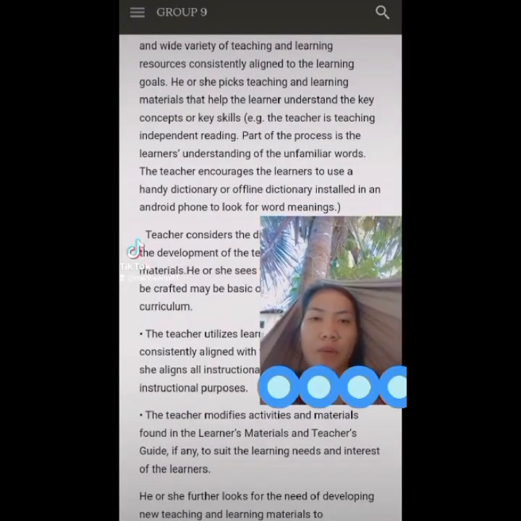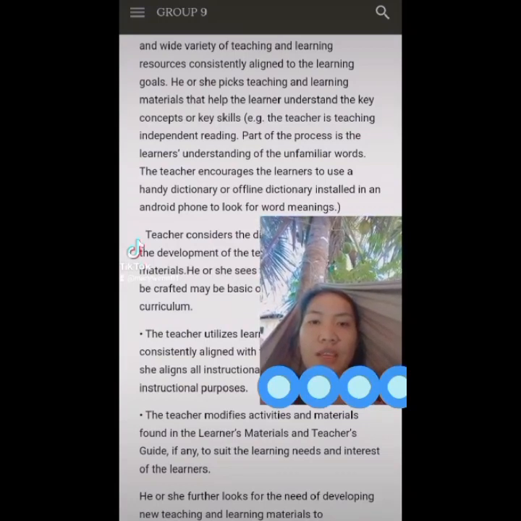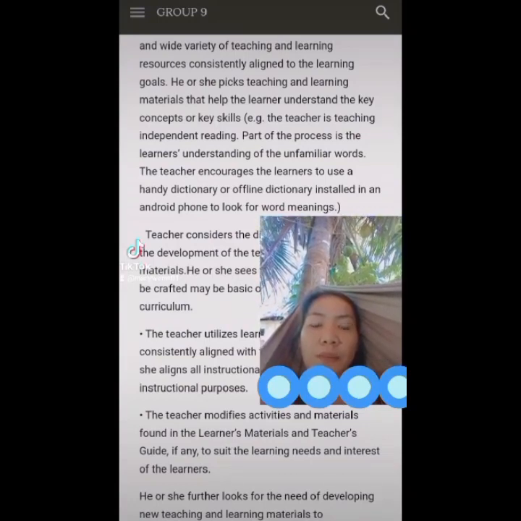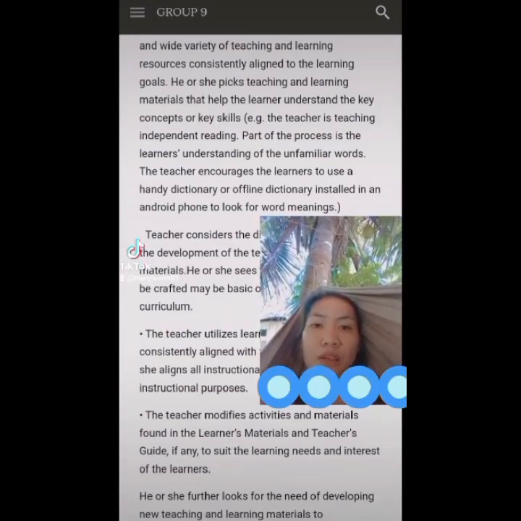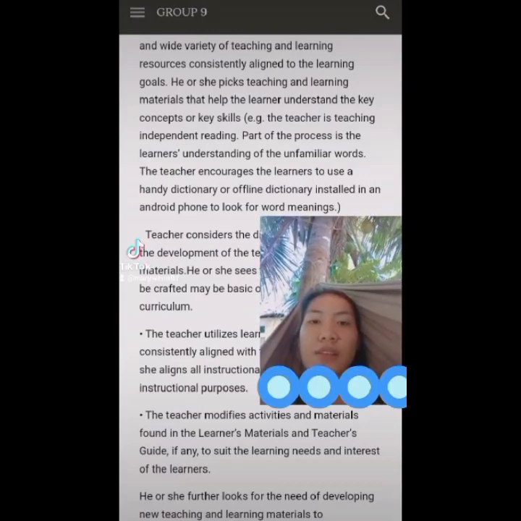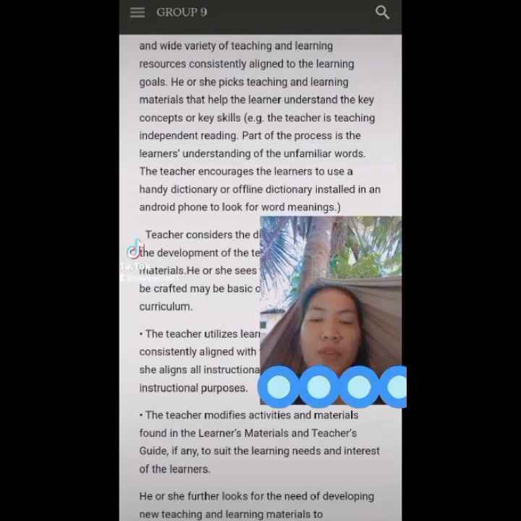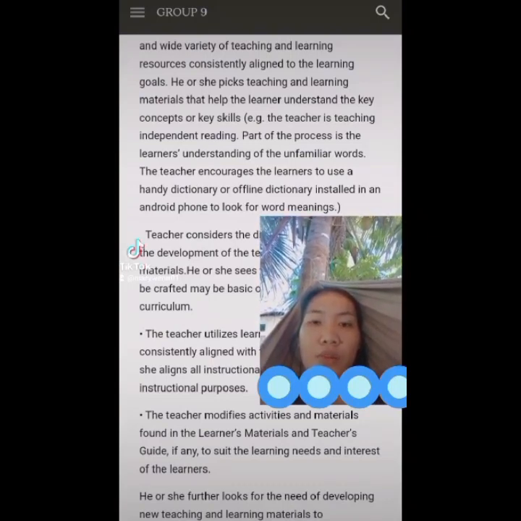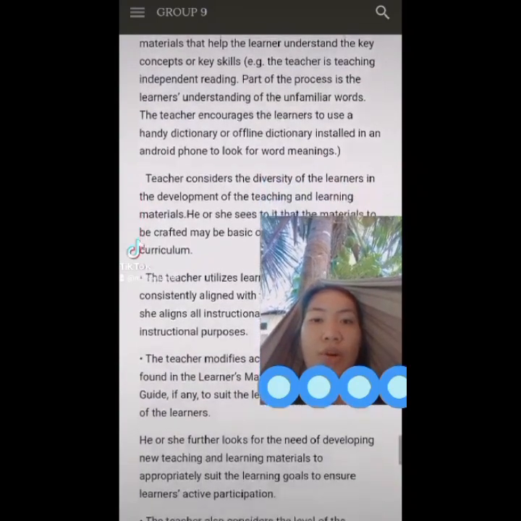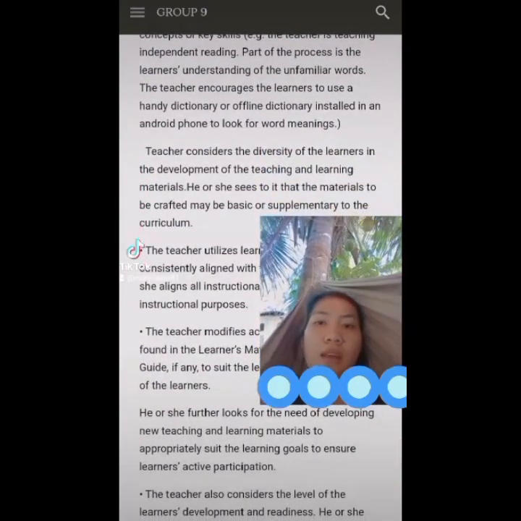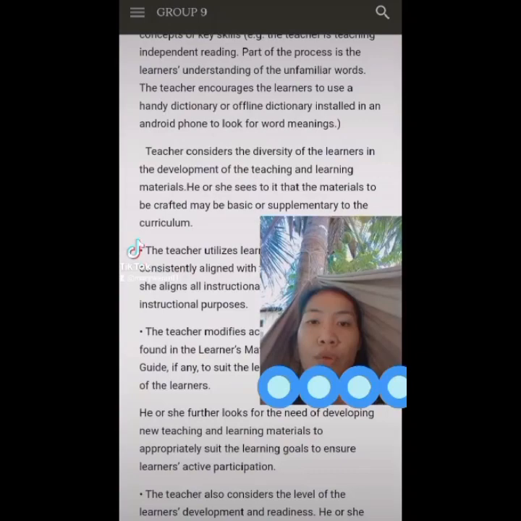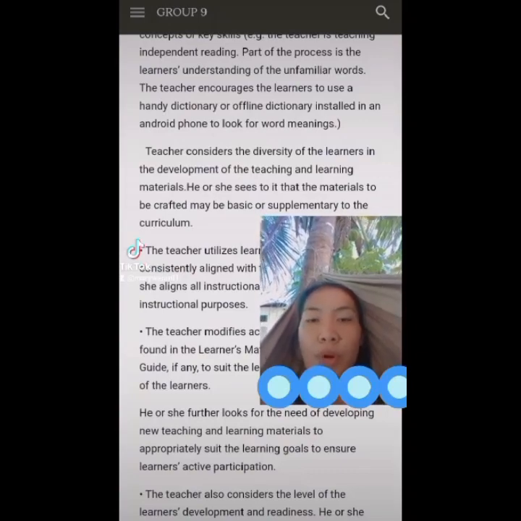For example, the teacher is teaching independent reading. Part of the process is the learner's understanding of unfamiliar words. The teacher encourages the learners to use a handy dictionary or an offline dictionary installed in an Android phone to look for word meanings.